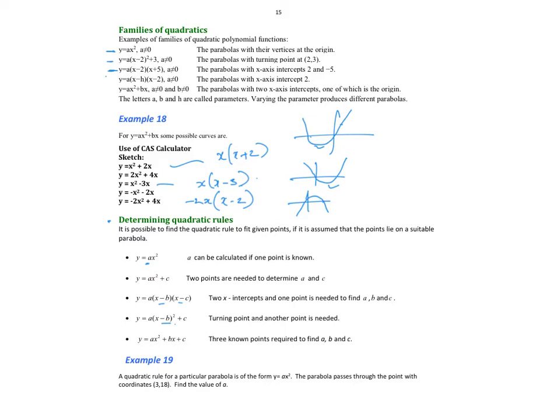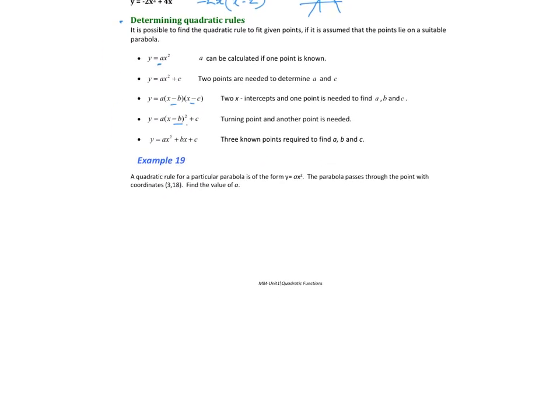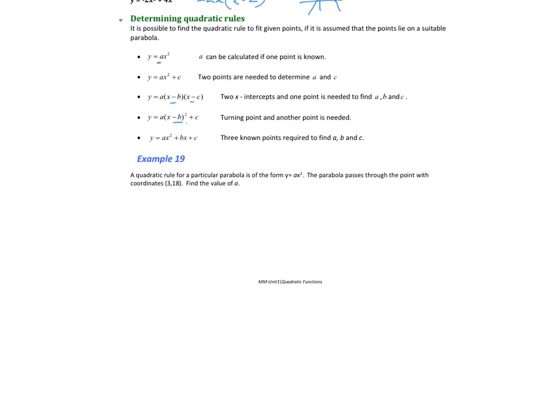So let's have a look at example 19. We've got a quadratic rule just in the form ax squared. Okay, so we've got one piece of information. We're told that it goes through the point (3, 18), which means (3, 18) has to satisfy the equation. There's my x value, there's my y value. So what we're really saying here is that 18 is equal to some a times x squared. So 18 is equal to 9a, therefore a is equal to 2. So in actual fact, the equation is y equals 2x squared. So that's a fairly straightforward example.